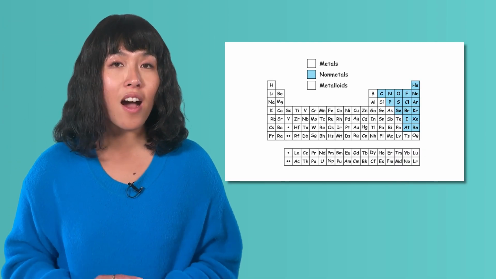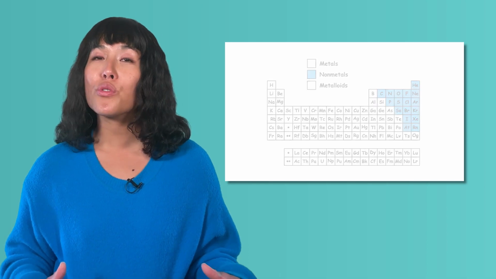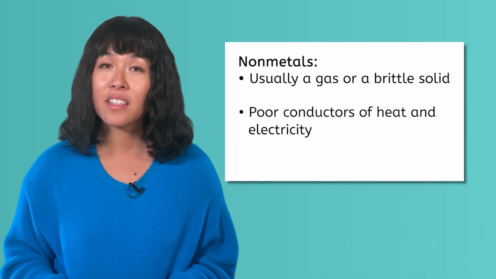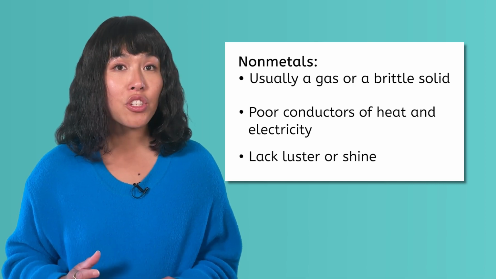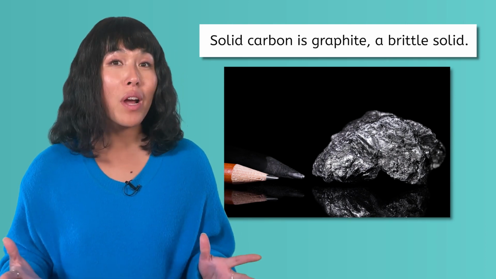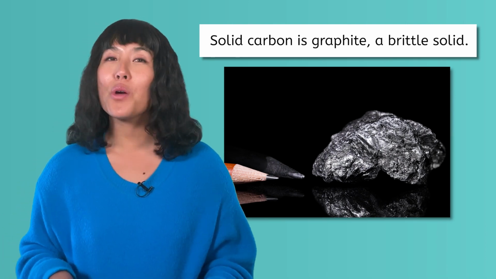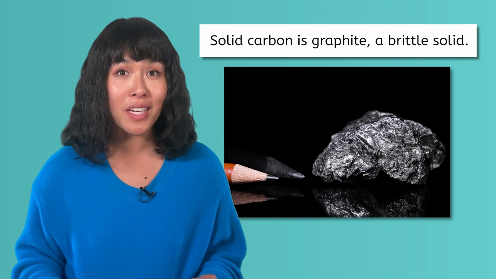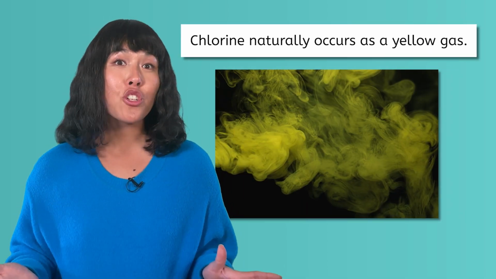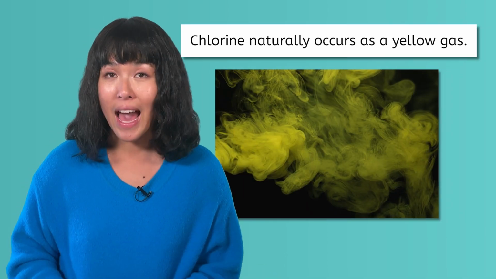To the right of the metalloids in blue are the nonmetals. These elements are usually a gas or a brittle solid, are poor conductors of heat and electricity, and lack luster or shine. Carbon, in the form of graphite, is a brittle solid. If you are writing with a pencil right now, you are taking advantage of that brittleness to write your notes. Another example of a nonmetal is chlorine, which naturally occurs as a yellow gas.